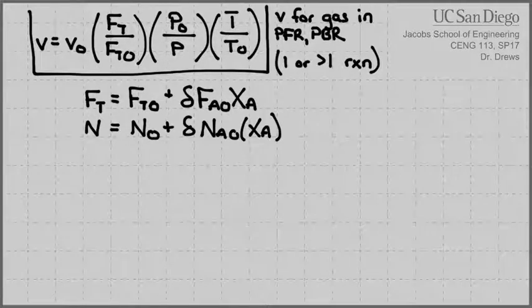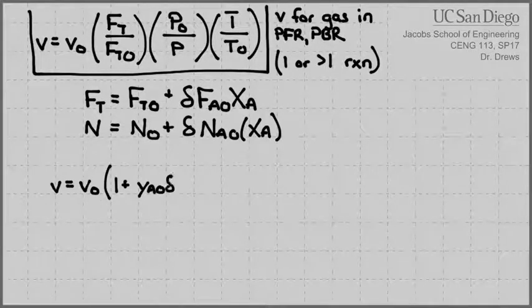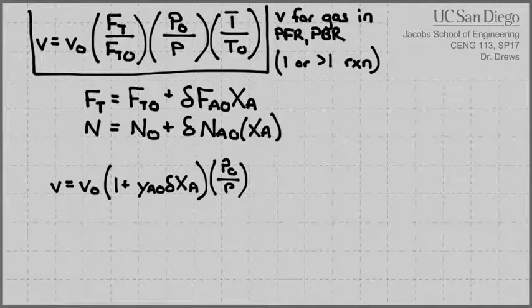You can put that equation into our expression for the volumetric flow rate. If you have a single reaction, then you can get what initially looks like to me a more complicated form, and yet this is the one that gets used a lot. 1 plus Ya naught delta Xa times those two ratios, P naught over P and T over T naught. Please keep an eye on my subscripts for the P naught and the P and the T and the T naught. I am known to flip those sometimes. I'm not trying to trick you, I just flip them sometimes.